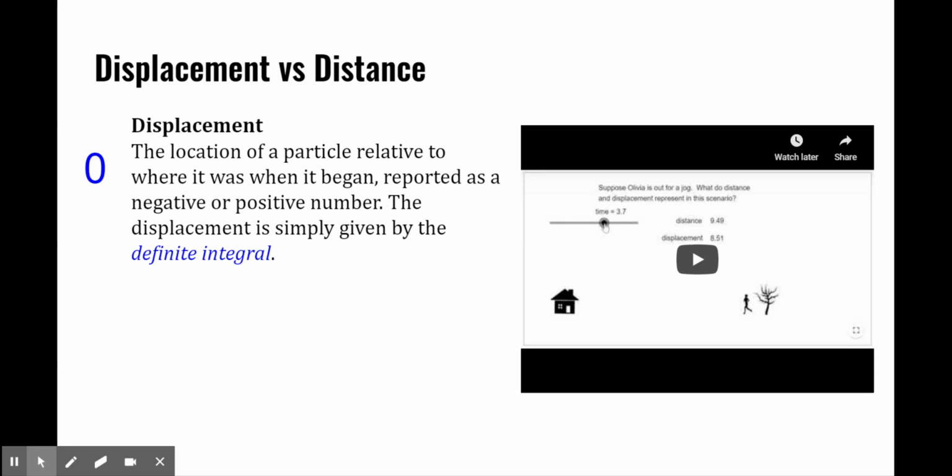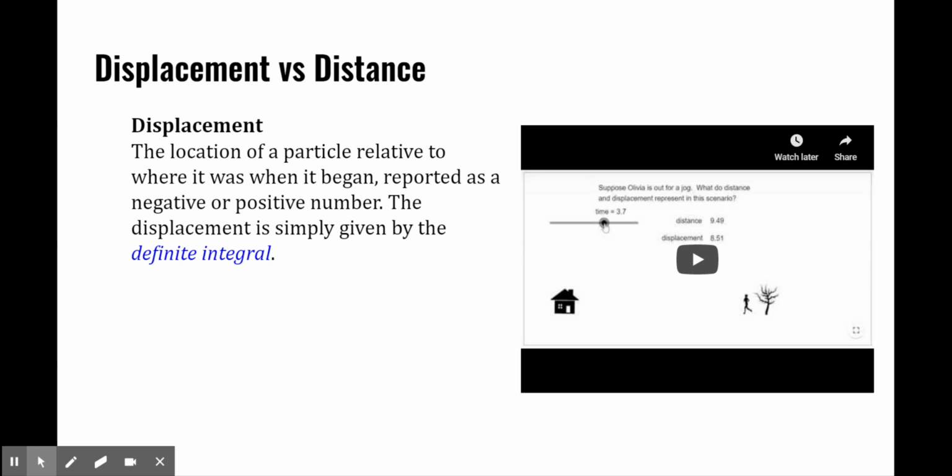There is a sense in which both are correct and useful answers. The first answer, 0 meters, is useful if you're looking for information about Olivia's location. The second answer, 18 meters, is useful for knowing how tired Olivia is. We now define the terms displacement and distance.